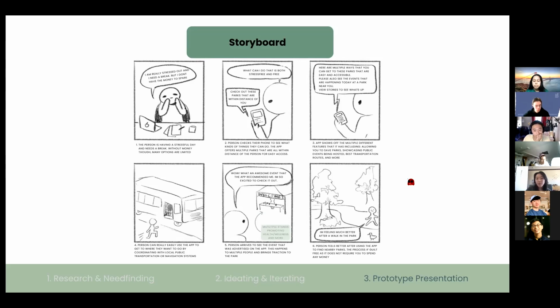And the events could include promoting health and wellness, and so much more that would really just benefit the persona. And it would also be really easy because you would have easy access to bus routes and easy access to navigation systems to get to the parks easier. And it would be really simple, really easy, quick, and you wouldn't have to spend any money.